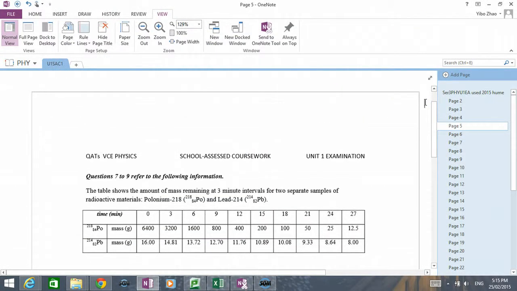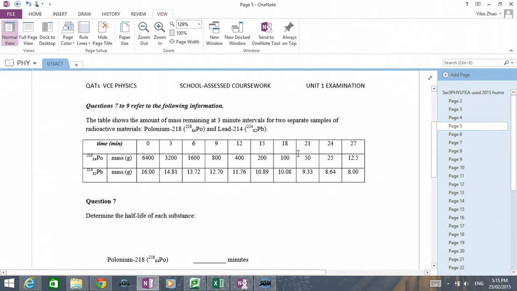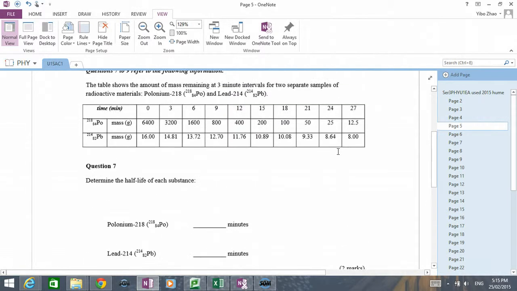Okay, now we're going to do question 7. For question 7, I have two particles, plutonium and lead. In the given time, they start with different masses, and in the given recorded time, their amount is calculated. So for question 7, I need to find the half-life of each substance.